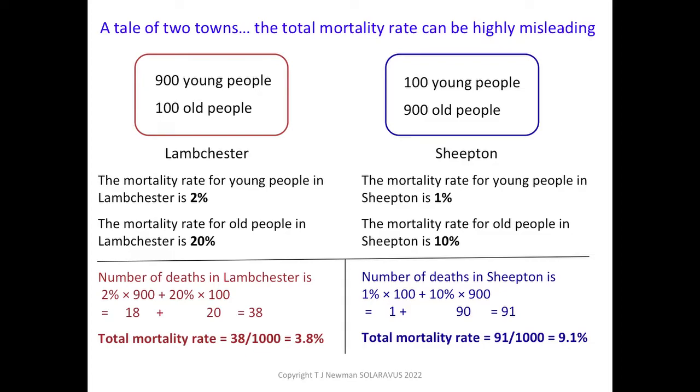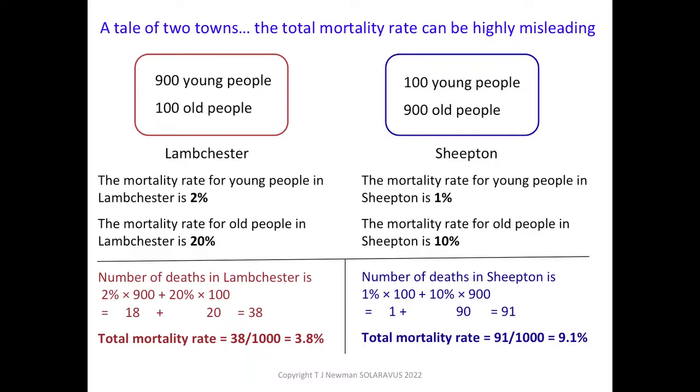So if you only knew the total mortality rates for Lamchester and Sheepton, you would avoid Sheepton like the plague and want to live in Lamchester, because it appears that the mortality there is a third of Sheepton. However, that is really just an illusion that comes from the fact that the total mortality rate is almost meaningless. In each of the two age groups, the mortality rate in Lamchester is double that of Sheepton, and you definitely want to live in Sheepton in terms of mortality.